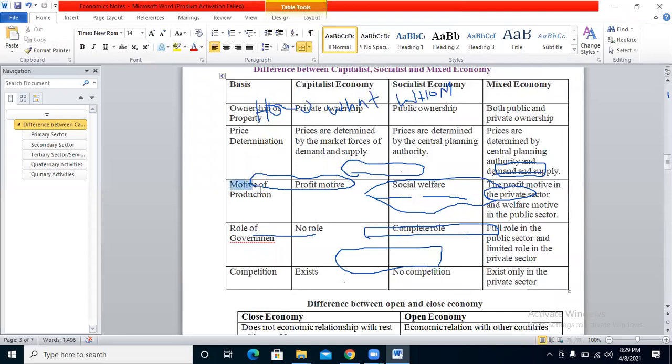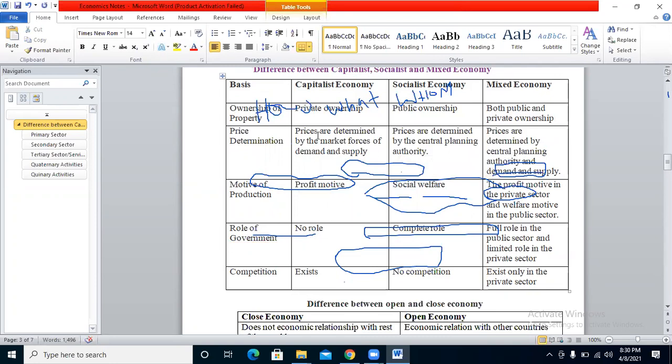And what is the motive of production? In the capitalist economy, profit is the motive. In the socialist economy, welfare is the main motive. And in the mixed economy, it is both private profit making for the private sector and the welfare motive for the public sector.